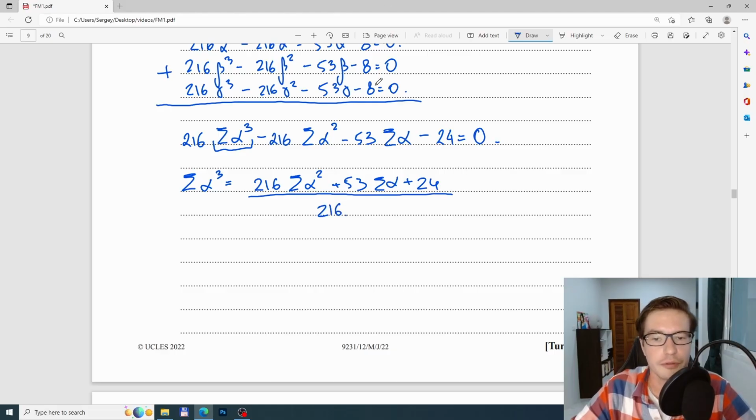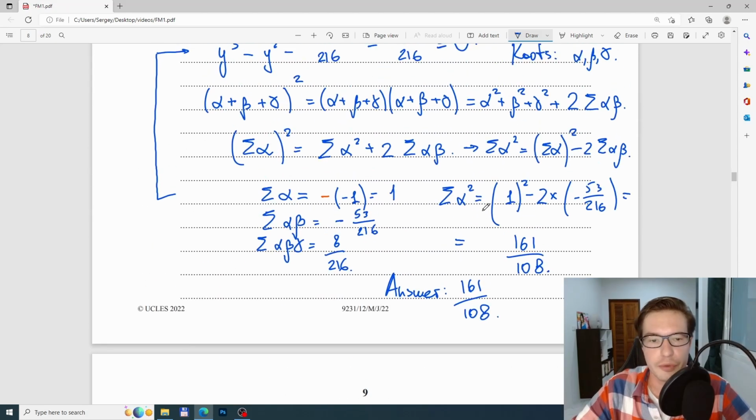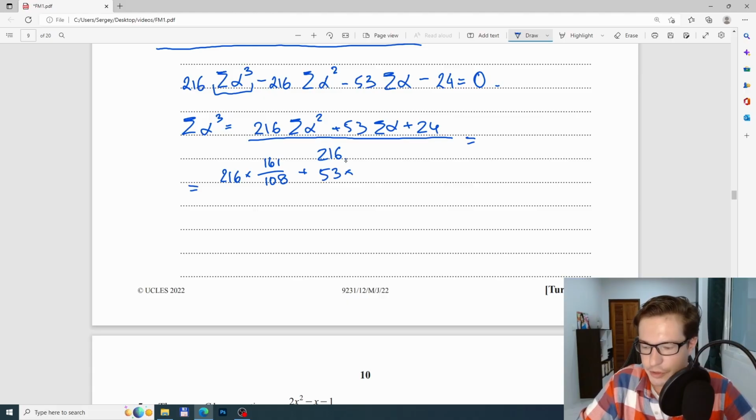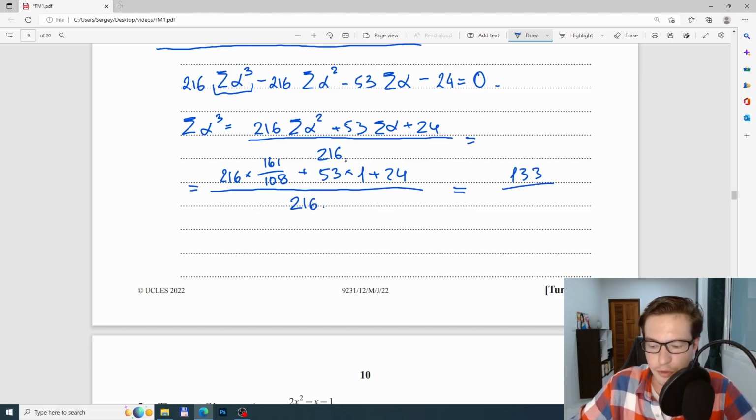Now, in the previous question, I've already explained what the sum of squares is, so we can just substitute those results into our formula. So it's going to be 216 times 161 over 108 plus 53 times 1 plus 24 over 216. And that is 133 over 72. And this shall be the final answer.